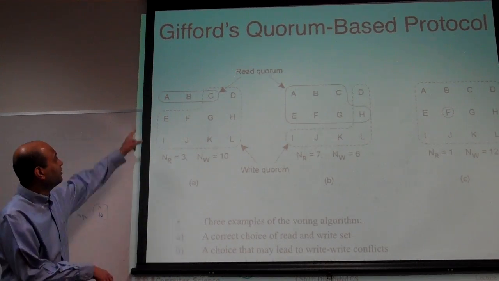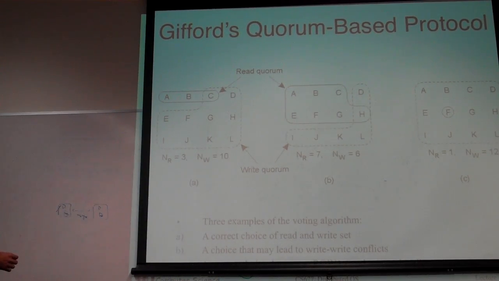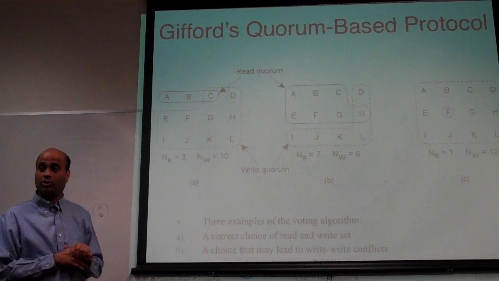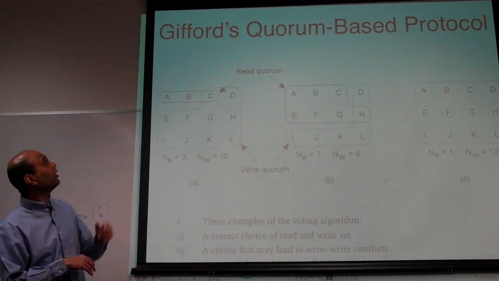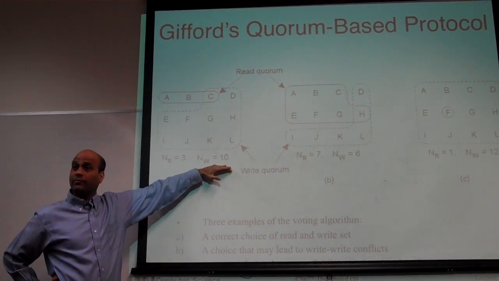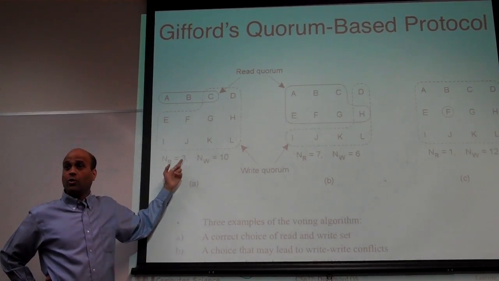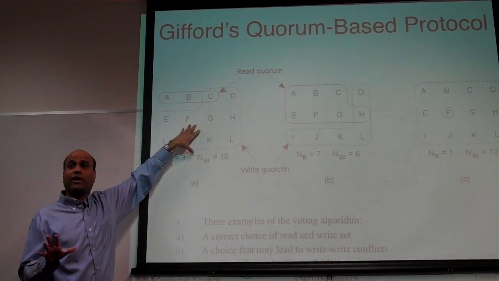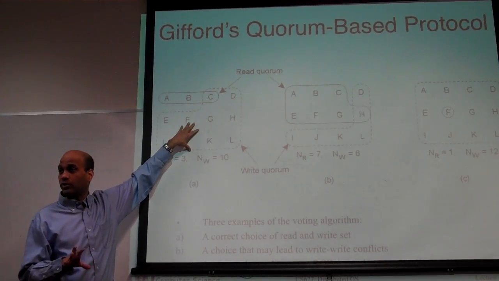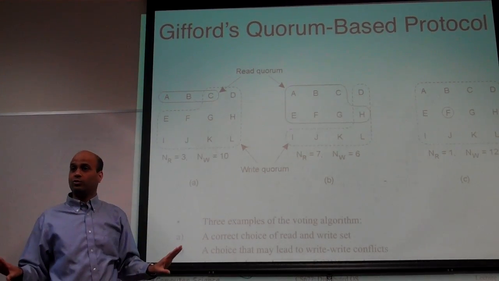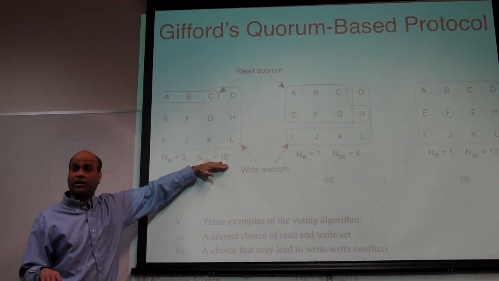So here we have 12 servers, A through M. There are 3 different examples of how you have configured this protocol. This is referred to as Gifford's quorum-based protocol. In the first case, the write quorum is set to 10 and the read quorum is set to 3. What that means is every write that comes in has to be sent to 10 randomly chosen machines in this pool. It doesn't matter which 10. Pick 10 and send the write to those machines. Every write has to be sent to 10 servers.